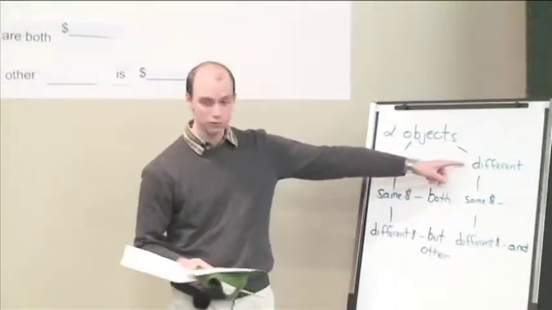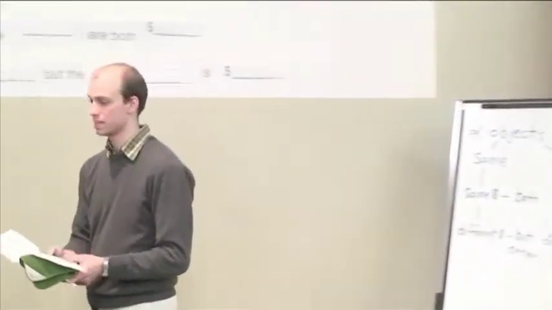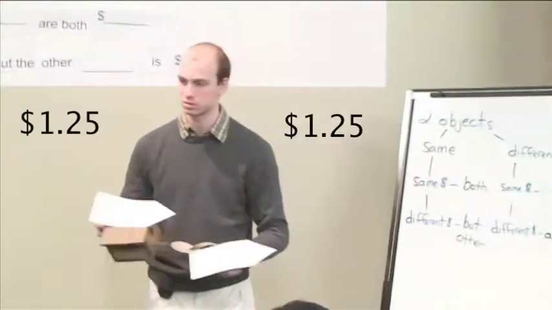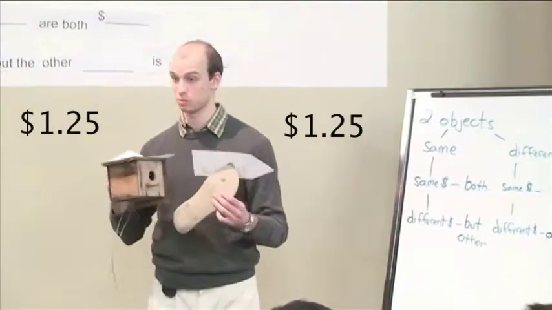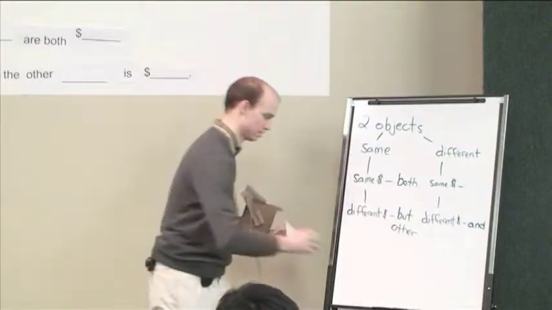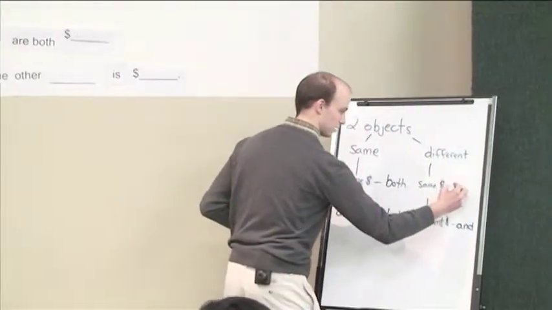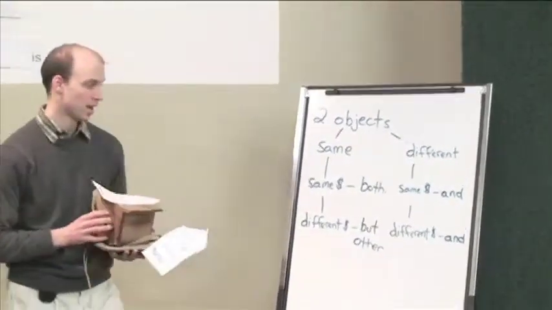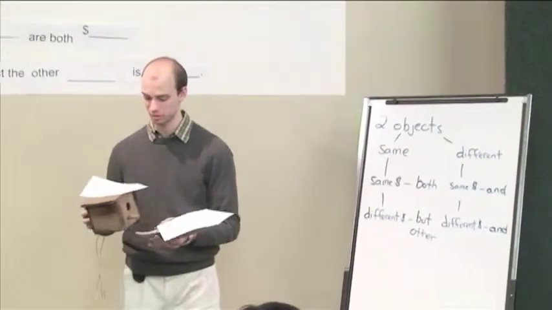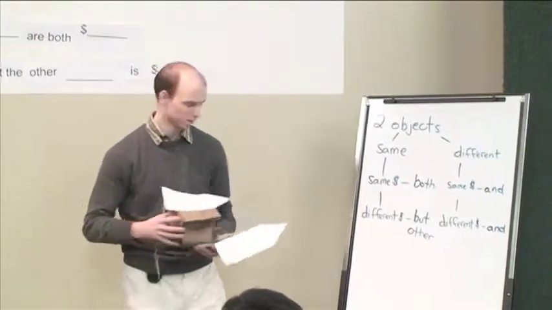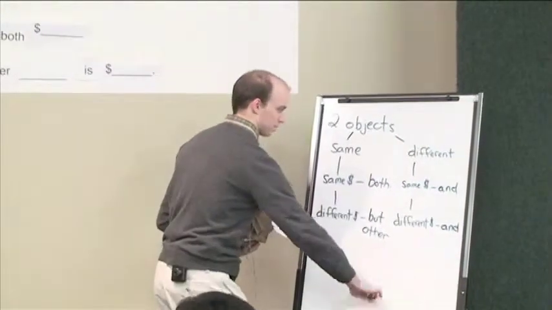We have two different objects, same price. What do we say? What word do we use? Different object. What word do we use? And. Good. And what? There's one other word that we use. Both. Both. Right.